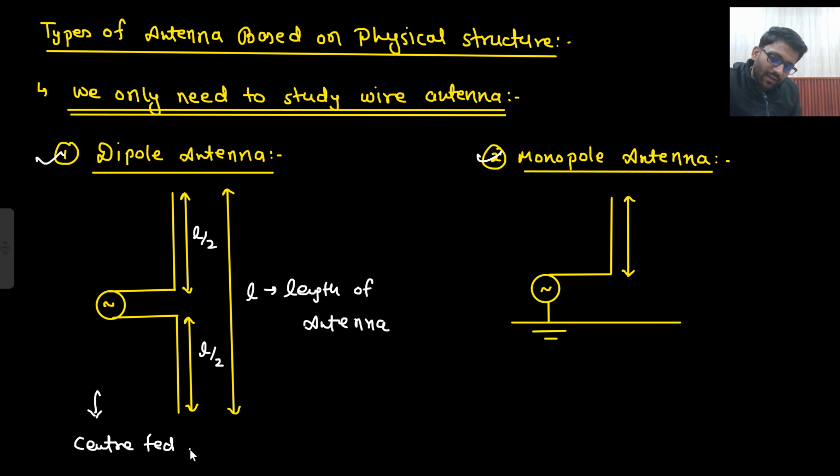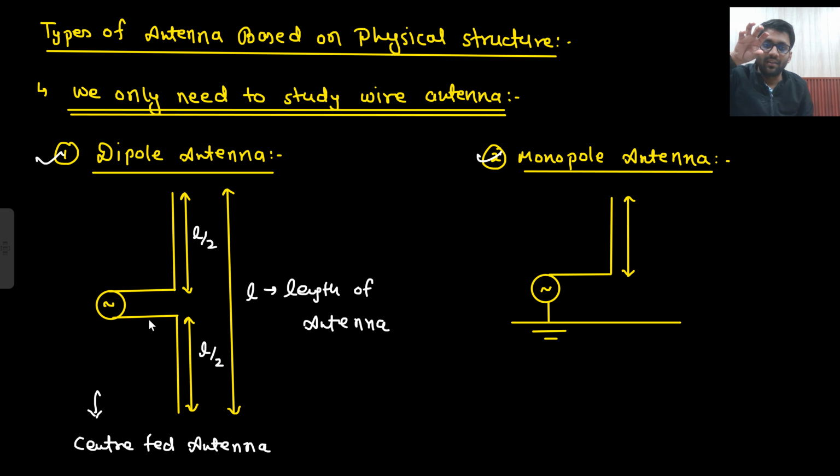Center fed antenna. Why center fed antenna? Because the source is applied at the center, no? At the center there is a source, and then there is one arm and another arm. So two arms are there, one arm upward and another arm downward, and in the center there is a source. So this source is at the center, and that's why it is known as a center fed antenna.